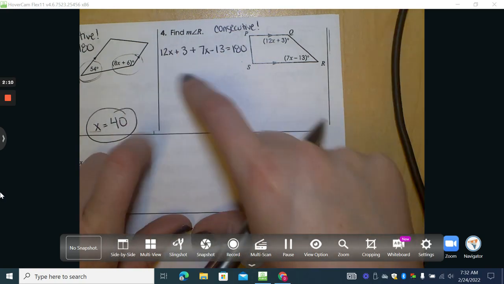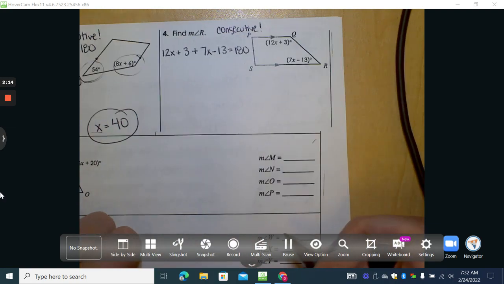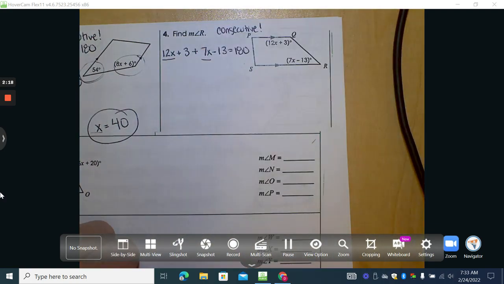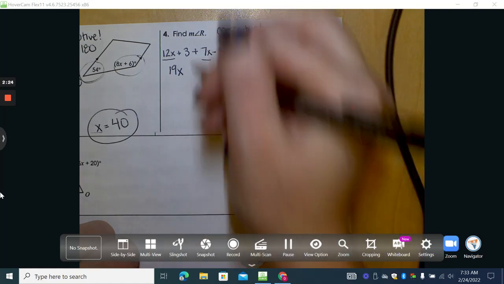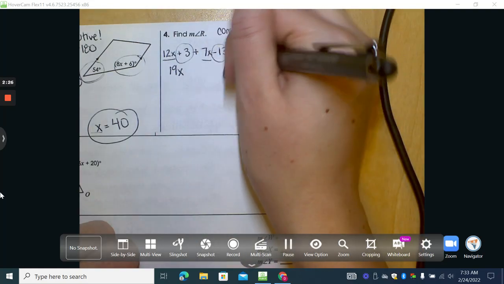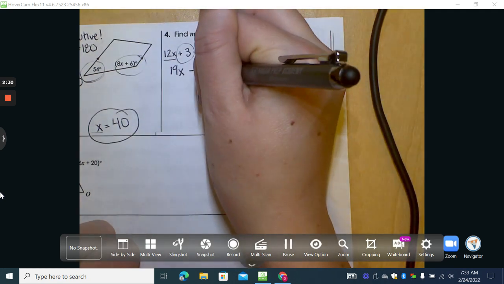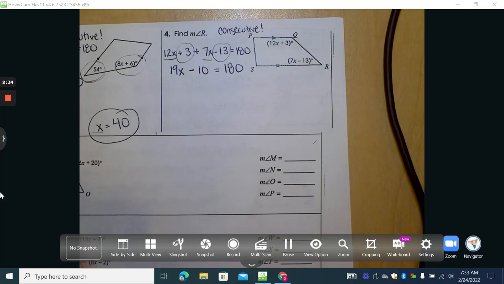So we have it all on the same side, and we're going to have to combine together some like terms. So let's combine together our x's. 12x plus 7x is 19x. And 3 minus 13 would leave me with a negative 10. So I'm going to just write minus 10. And so I have 19x minus 10 equals 180.